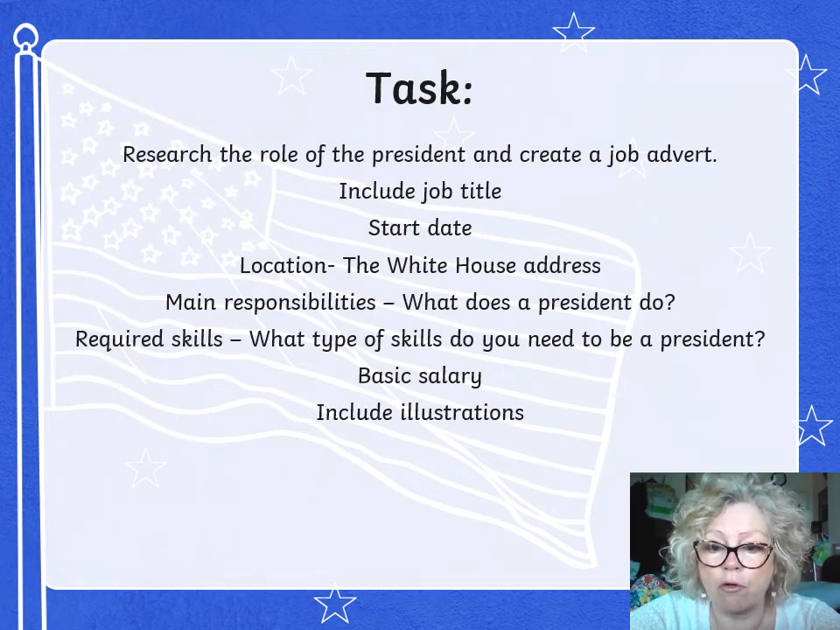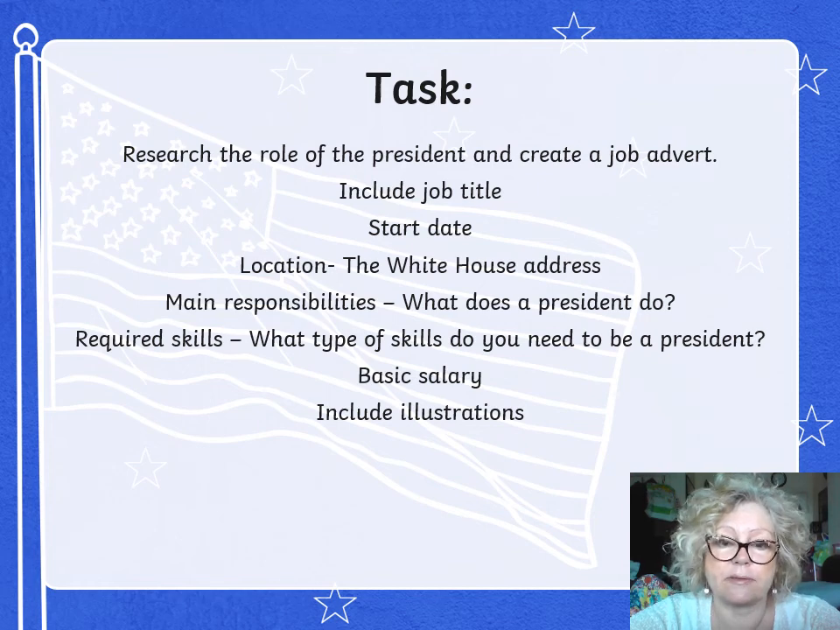Does he need to be strong? Does he need to be brave? Does he need to be intelligent? Does he need to be kind? Does he need to be empathetic? Or does he need to be ruthless? It's up to you. What type of skills do you need to be president? And have a look at the basic salary. What basic salary is he going to start on? And include illustrations, little pictures if you like. So make it as interesting as possible, and yeah, do your best.